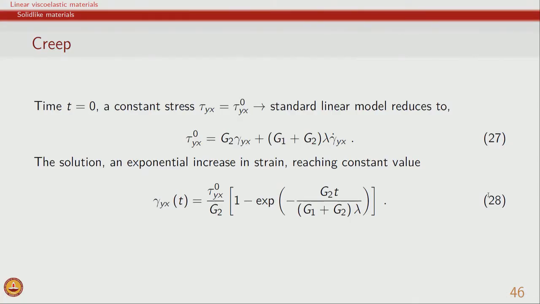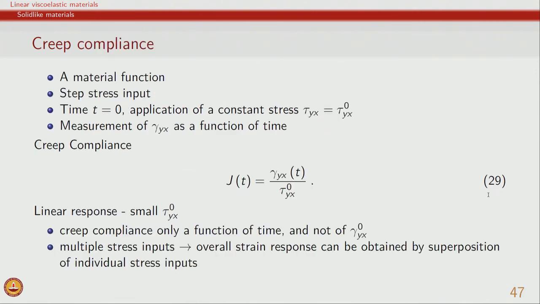Using this concept, we can define creep compliance for the material. Again, this is a material function where a step stress input is given to the material. At time t equal to 0, we apply a constant stress and we measure the strain as a function of time. Then we define a creep compliance, which is in some sense the inverse of modulus, because it is strain over stress. Strain is of course a function of time, because we measure it as the constant stress is applied, and of course we expect a linear response when small stress is applied.